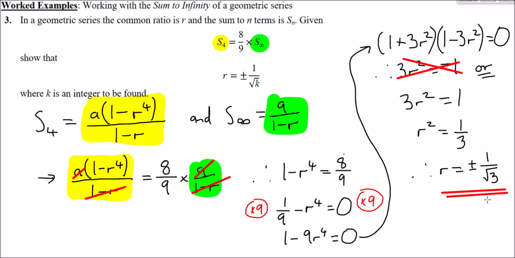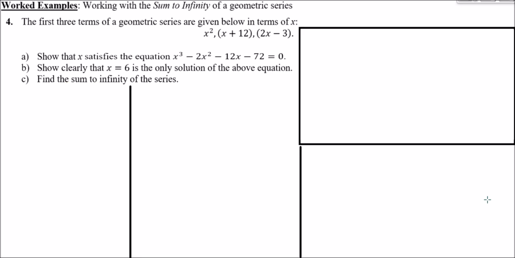Now let's have a look at an extension type question. The last one, then it's over to you to try some after this last worked example, number 4. We've got here the first 3 terms of a geometric series given in terms of x. So I have x squared, x plus 12, and 2x minus 3. Firstly, we need to show that x satisfies the equation x cubed minus 2x squared minus 12x minus 72 equals 0.